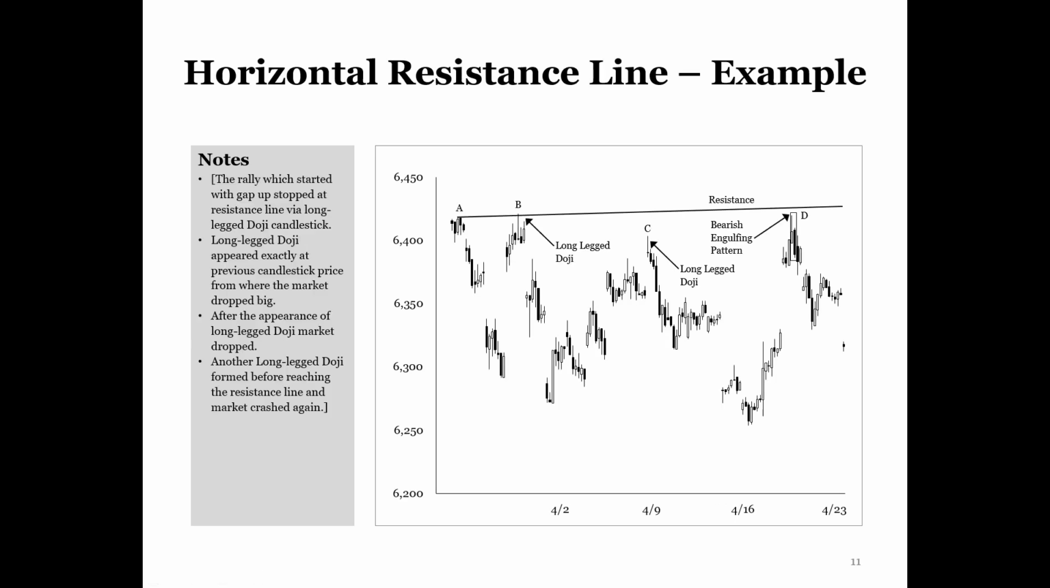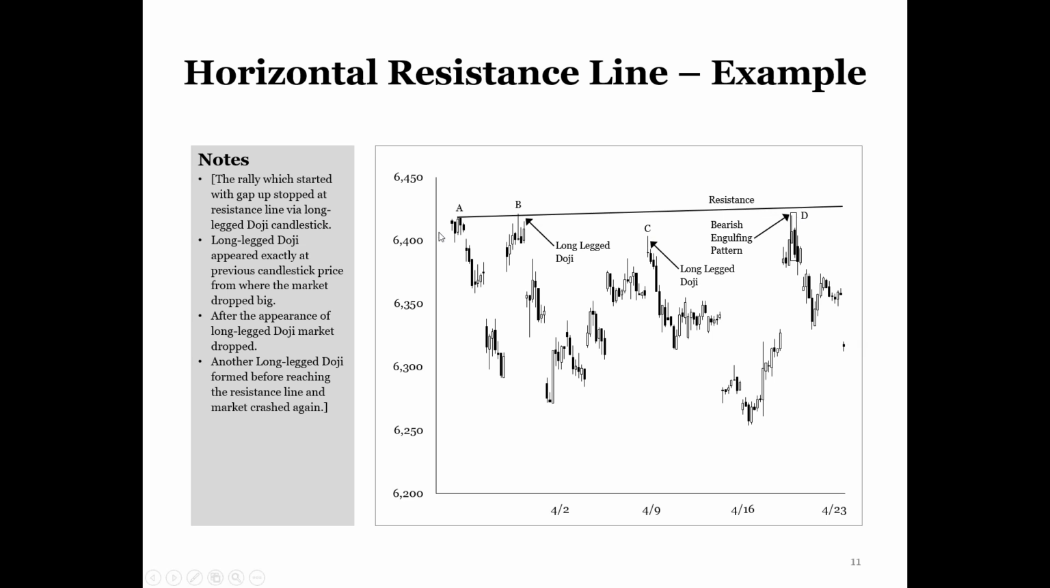Now this one, horizontal resistance line. Similarly to the support line, this is the resistance line. You see the market touch here and then touch here, 1, 2, and then it doesn't break. It crashed here too. So this is your first resistance line because the market crashed. Then this is your second resistance point, market crash. And then it didn't even reach here, market crash. And then the fourth time, market crash again.